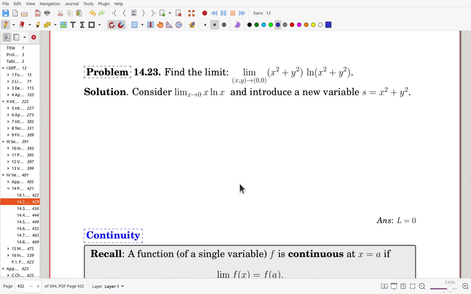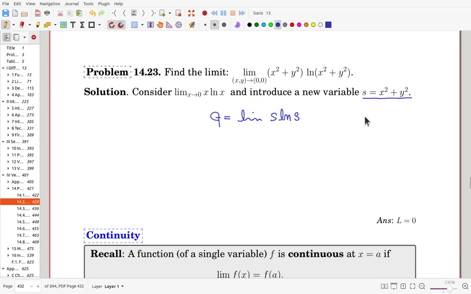Find the limit for that one. Sometimes the given function has some blocks. Then you may try to consider the block as a variable. As in this hint, we may try to use a new variable s as x squared plus y squared. Then the given problem is the same as the limit where there's s and natural logarithm of s.